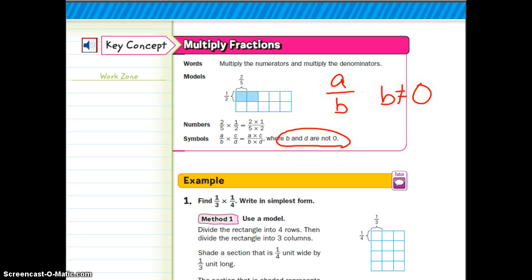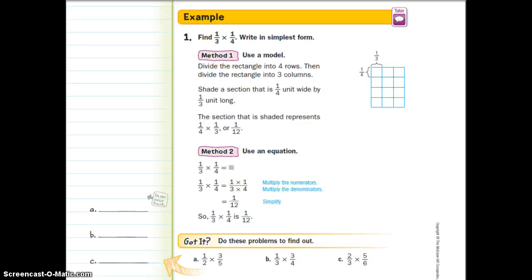Alright, so let's look at the examples. In example 1, we have 1/3 times 1/4, which equals 1/12. And again, we know that when we're multiplying fractions together, we're going to produce numbers that are smaller than the original numbers. Why? Because you're cutting a small number into an even smaller part.